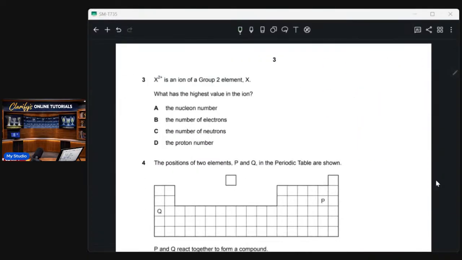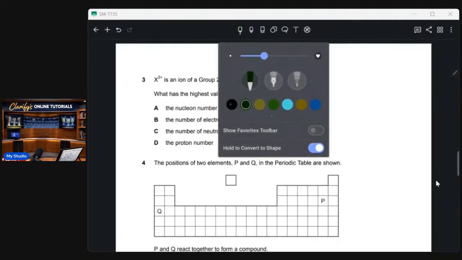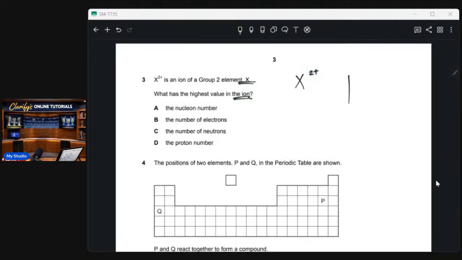Anyway, here is an ion of group 2 element X. What is the highest value in the ion? So you have this X2 plus. Well, let's talk about it. Can we talk about what we call nuclide notation? We want to talk about the nuclide notation that you meet in periodic tables.